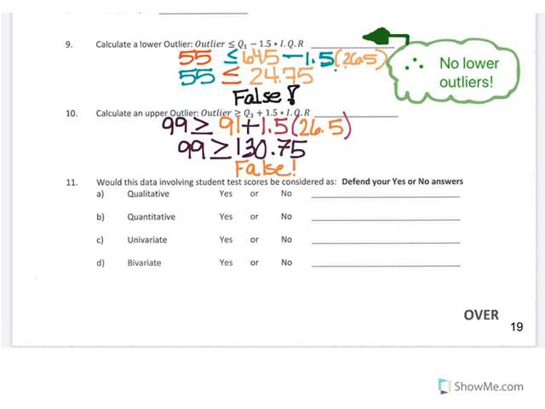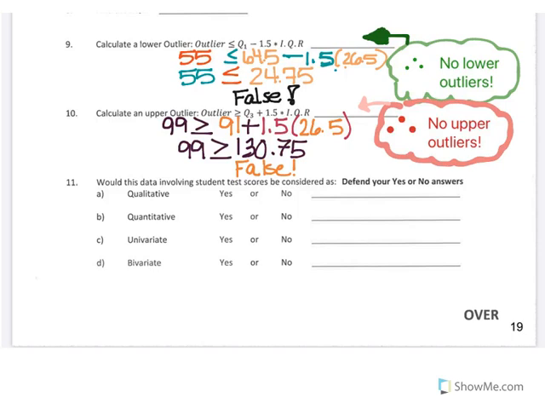Now, when calculating the upper outlier, you always want to plug in the largest number in your list to check if it's an outlier. Since this check proved false, we just proved that therefore there are no upper outliers either.